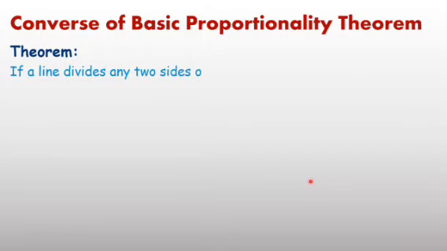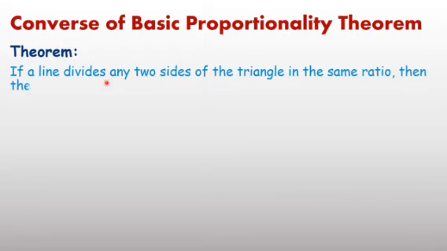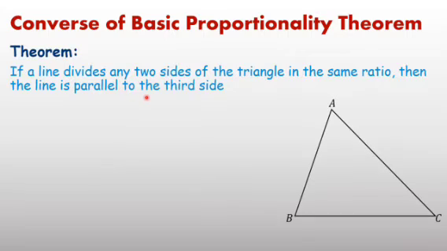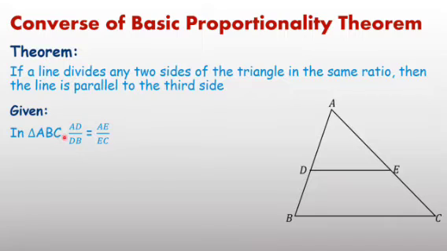Converse of BPT means the given and the to-prove are interchanged, or you can write: if a line divides any two sides of a triangle in the same ratio, then the line is parallel to the third side. Whatever is to be proved in BPT now becomes the given. In triangle ABC, if AD upon DB equals AE upon EC, then we have to prove DE parallel to BC.